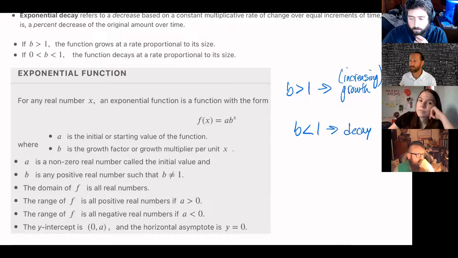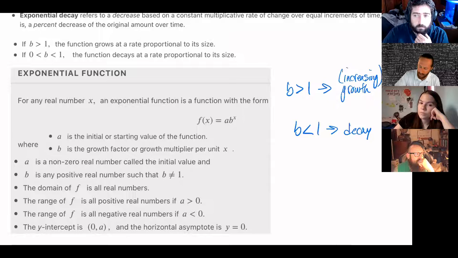-1. Okay, good. Somebody put 0. Somebody said -1. Well, guys, remember, we can't have 0. And not only can we not have 0, we can't have a -1. Because what if I said -1 to the x? And I asked you to give me some x values, like 0, 1, 2, 3, or -1, -2, -3. What are my outputs? What are my y values going to be?